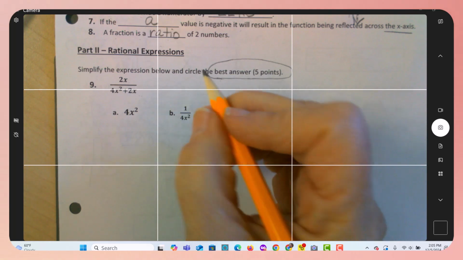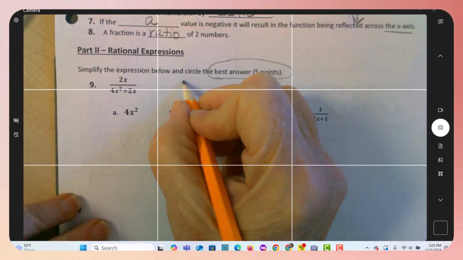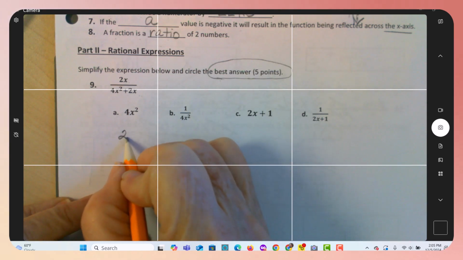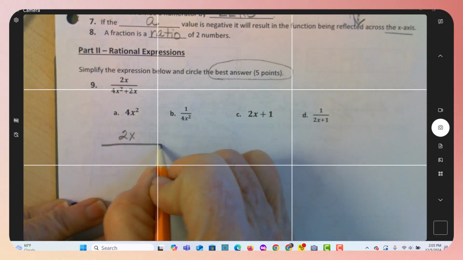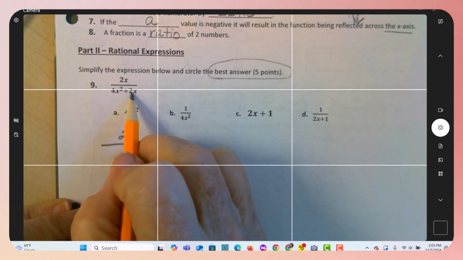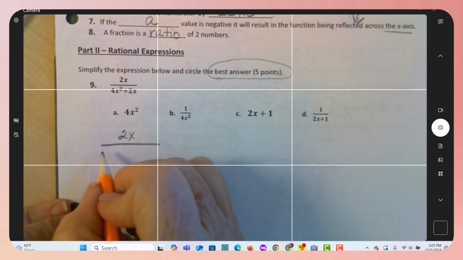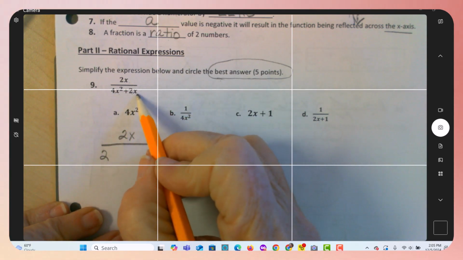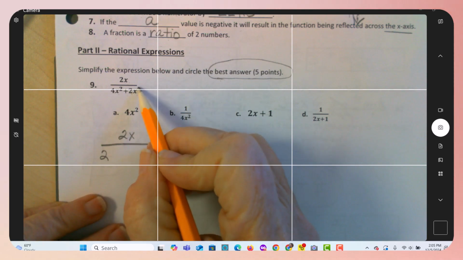All right, so we're going to keep 2x on the top. I'm going to move down here so I'll have some room to work. So we'll start with 2x on the top, and then I'm going to look at the denominator, and I can see that 4 and 2 are divisible by 2. So I'm going to factor out a 2, and then I see that both terms have an x in them. So we're looking for the smallest exponent. This is x to the first power.